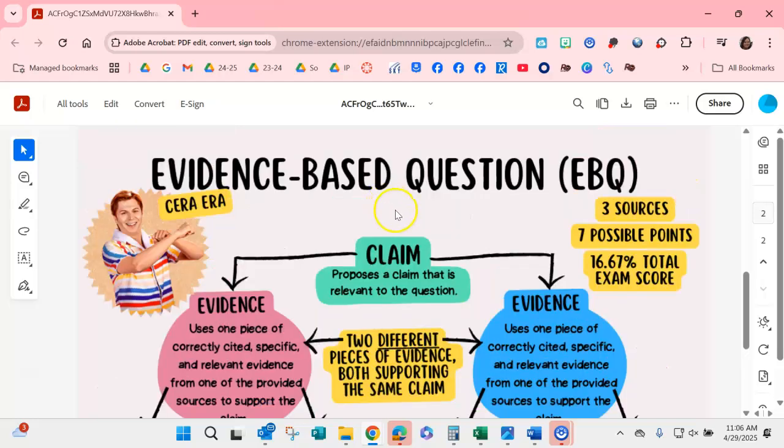So the first thing you have to do is propose a claim that is relevant to the question. The sample one that you all did was about what time they should start school. I think that was the EBQ. Yeah, that was the EBQ. And you had to use the sources to say they should start school at 10 o'clock or later. And so that's your claim.